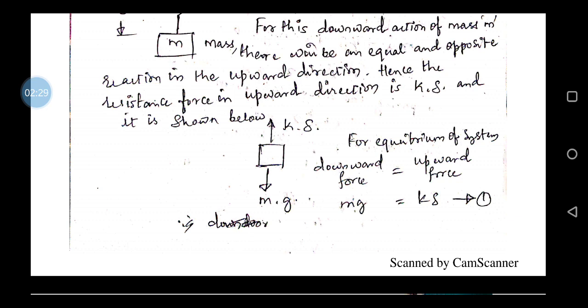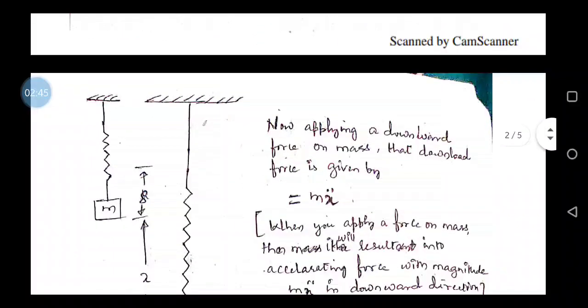For that downward action of the mass, there will be an equal and opposite reaction in the opposite direction. So if we consider the equilibrium of the system, then the downward force should be equal to the upward force, and the downward force is given as m into g and the upward force is given as k into delta.